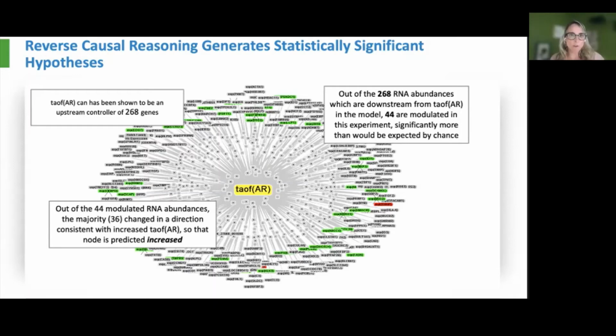So out of the 268 genes that we know the androgen receptor can control, 44 of those genes were actually modulated in the experiment. That's what you see with the bright greens and reds that are mapped onto this knowledge network for the androgen receptor.